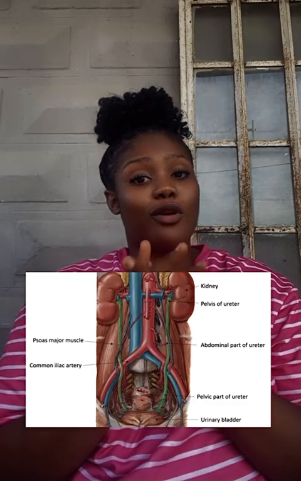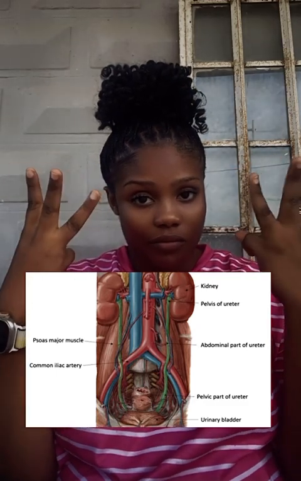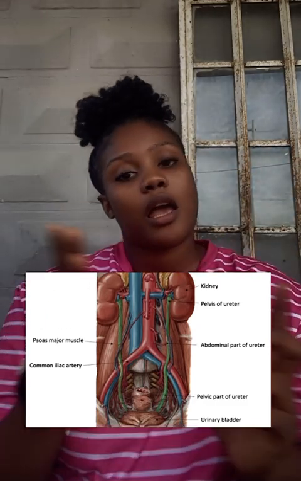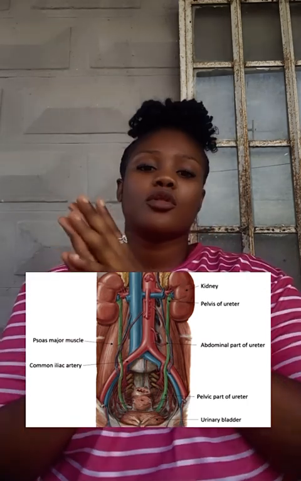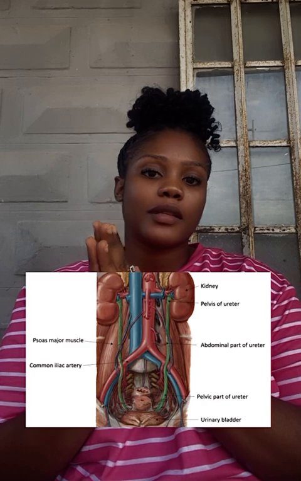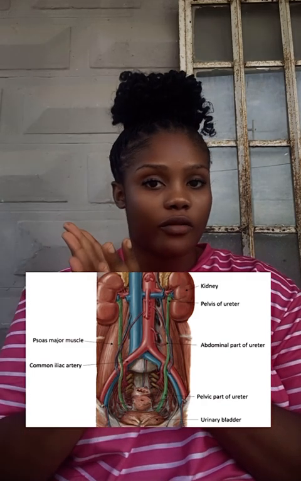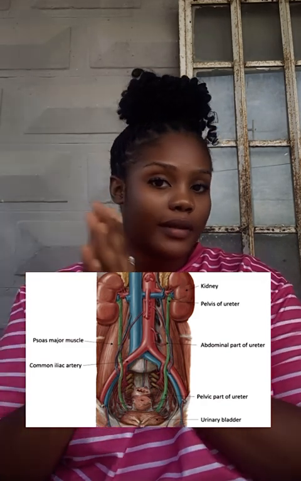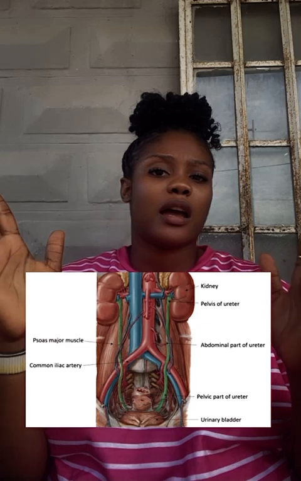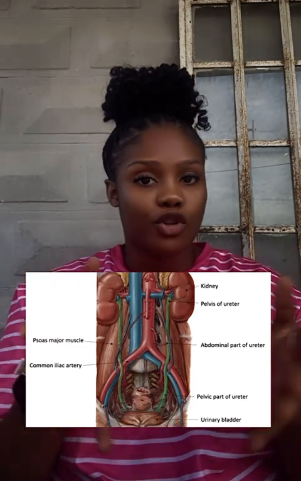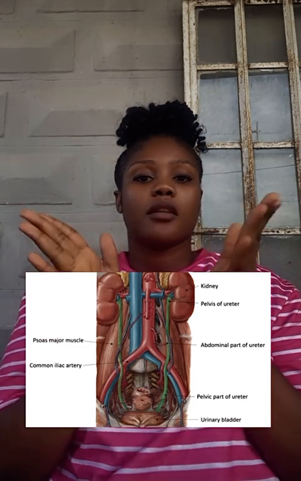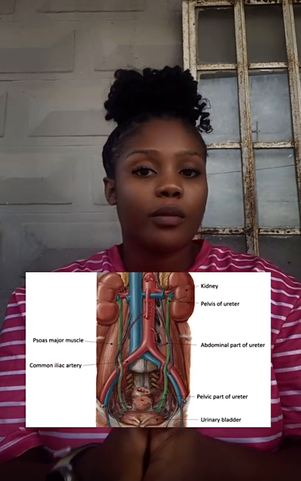Now that takes us to the gross structure of the ureter, which is also made up of three parts. We have the abdominal part, the pelvic part, and the intramural part. The abdominal part extends from the renal pelvis down to the pelvic brim and lies on the psoas major muscles. The pelvic part extends from the pelvic brim down into the pelvis through the lateral pelvic walls, because they are lying on two sides.